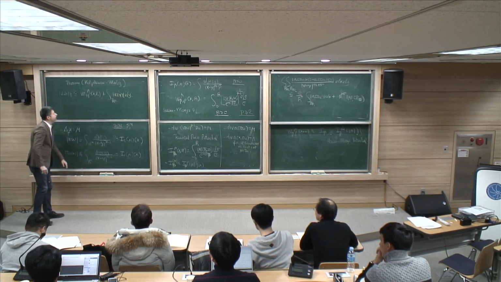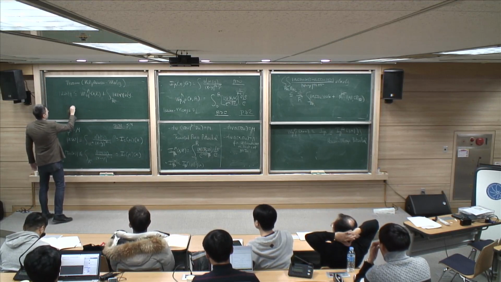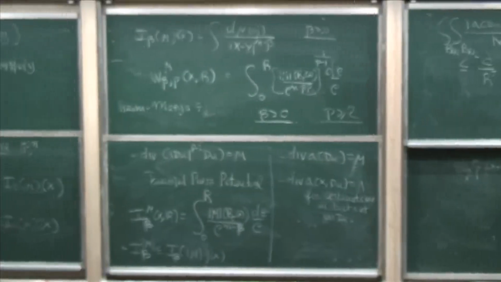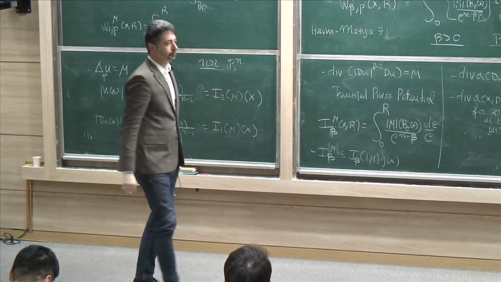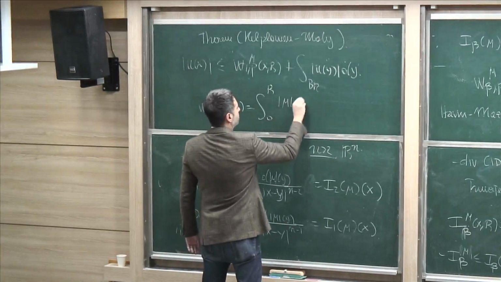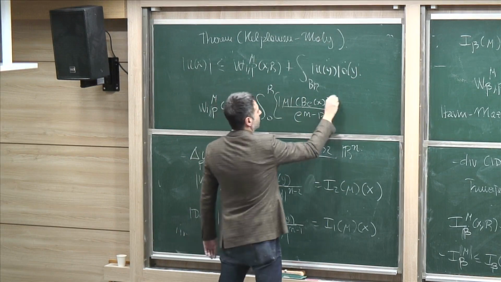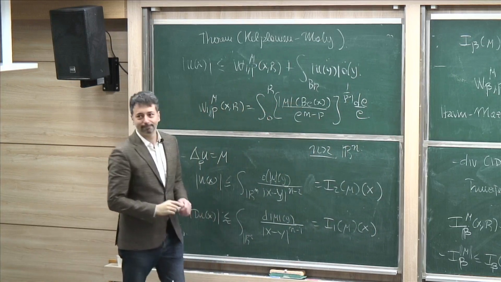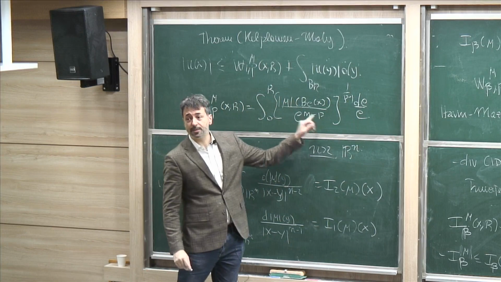What is W_{1,p}? W_{1,p} is this guy. And you can see that when p is equal to 2, this is exactly the Riesz potential.